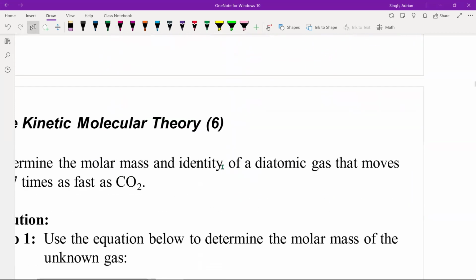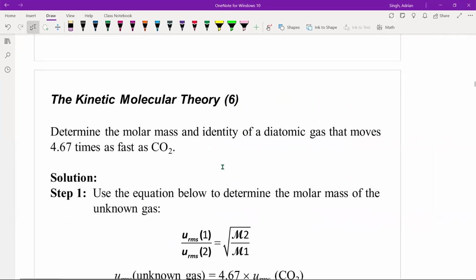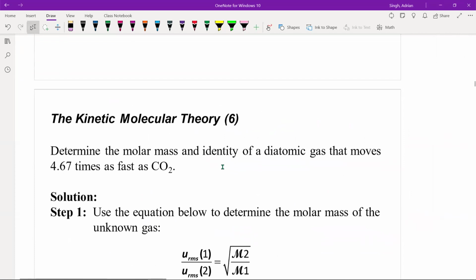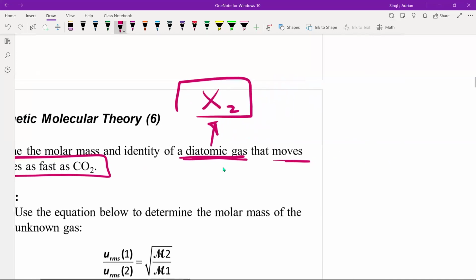Okay, let's take a look at one more practice problem, involving the comparison of root mean square speeds. It says determine the molar mass and identity of a diatomic gas. So we know right off the bat that this gas has to be something like X, being our generic gas, with a subscript of 2, which means it's diatomic, that moves 4.67 times as fast as CO2. So now we're comparing two gases.